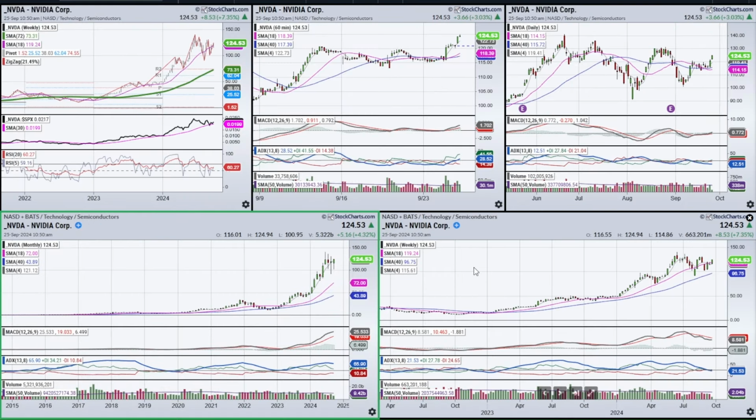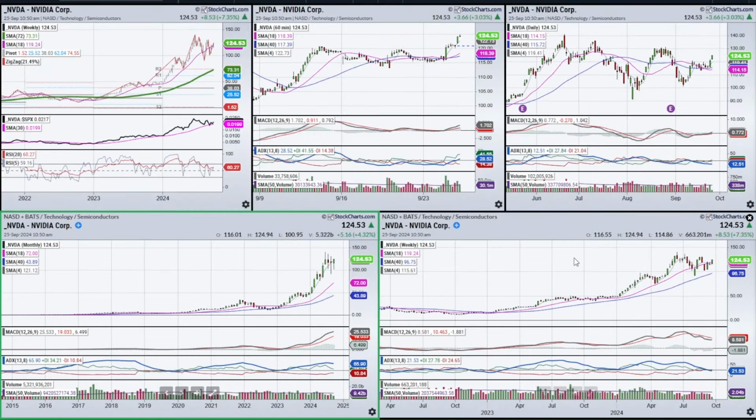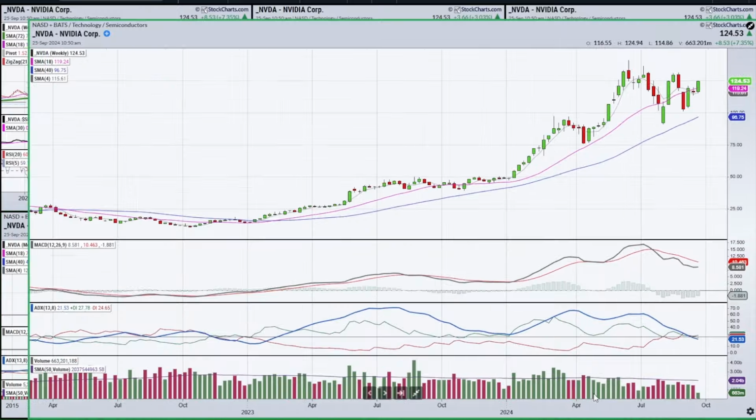All right, let's look at this NVIDIA, because to me, it's a very similar situation. It hasn't been going on as long, but we've got the same situation with these tails underneath suggesting support in place. And it just doesn't look like a topping pattern when I go to the weekly chart.